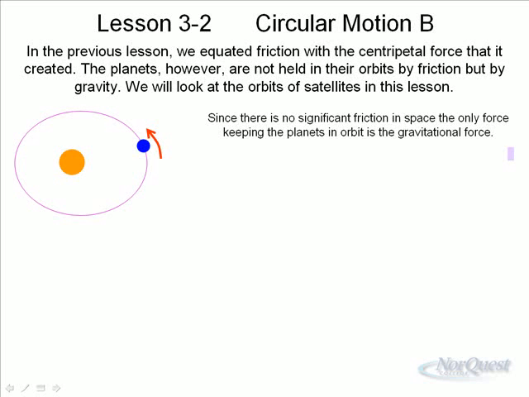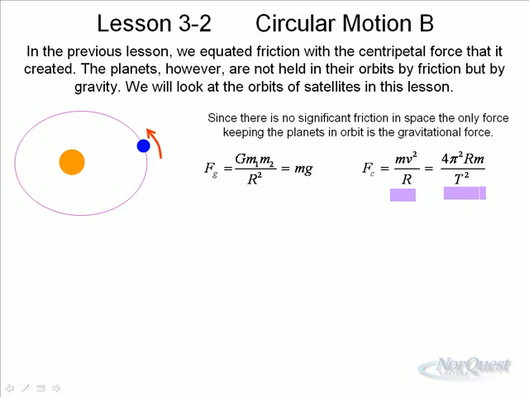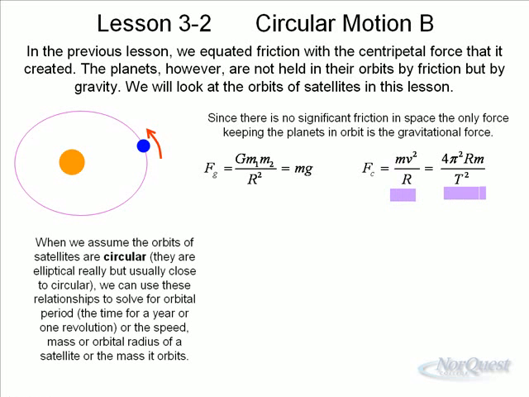The force of gravity is given by G m1 m2 over r squared, or sometimes if you're close to a planet and you know what g is, then you could say that it's just equal to mg. And of course centripetal force is equal to mv squared over r, or 4 pi squared r m over T squared. And since we're saying that the centripetal force is caused by gravity, that means that the centripetal force is equal to gravity.